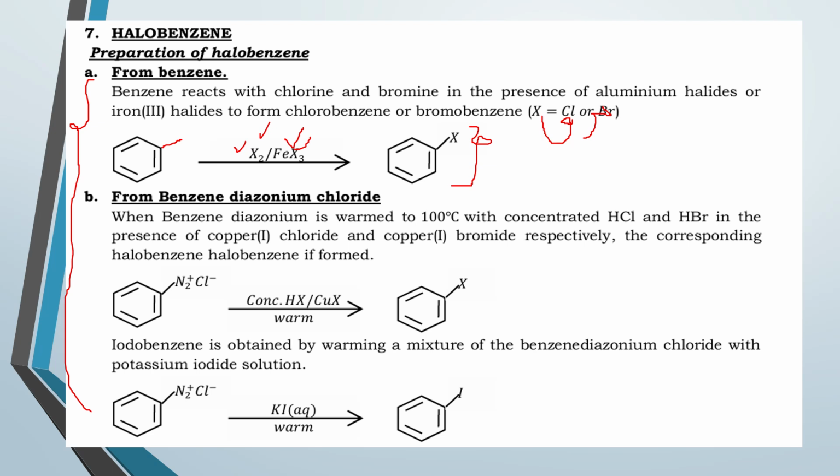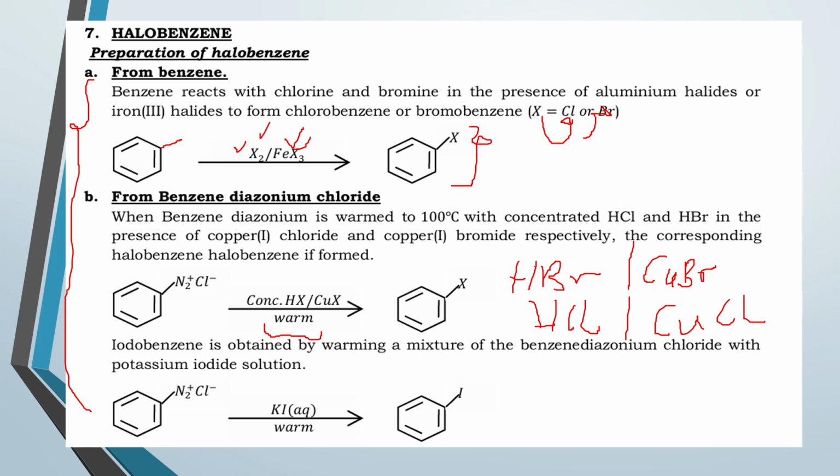We can also prepare halobenzene from a diazonium salt. For this one, you simply get the concentrated form of the acid, such as concentrated hydrogen bromide or concentrated hydrogen chloride, and then you react it with an oxide or a halide of copper in the +1 oxidation state. So if it's hydrogen bromide, we are going to use copper(I) bromide. And if it's hydrogen chloride, we shall use copper(I) chloride. And then the condition for that is going to be warming.